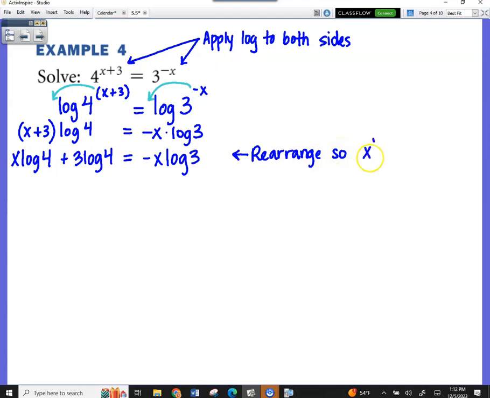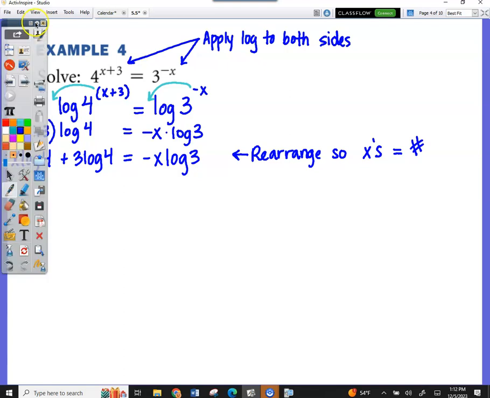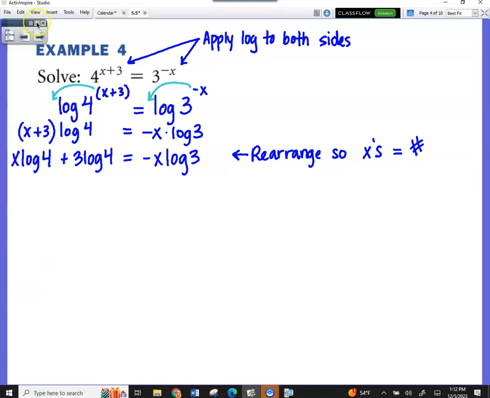You end up with the x's equals some number or some log, like the other stuff. You know what I mean? We need the x's on one side. We need anything that has no x on the right side. So it's a cup game. Okay, y'all stay with me. Everybody stay awake. It's a cup game.